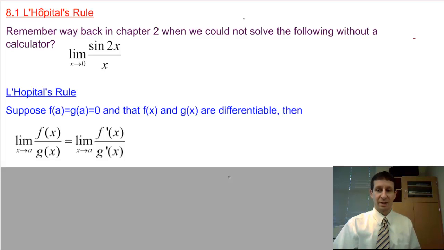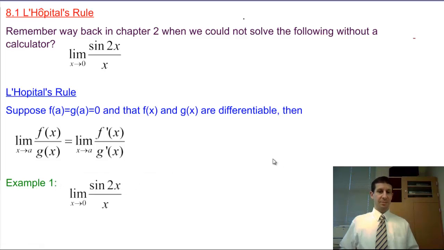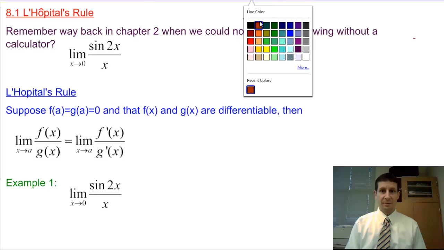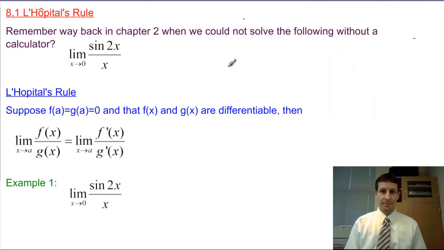So here's what I'd like to do in the future. Our first example is that first one that I said back in Chapter 2 we weren't able to complete without a calculator. What we should do is first attempt the problem using our technique from Chapter 2, which really was to just sub in values. I'm going to do that underneath without an equal sign, because I know ahead of time I'm going to get 0 over 0, and this doesn't really equal 0 over 0, so I wouldn't want to say that.